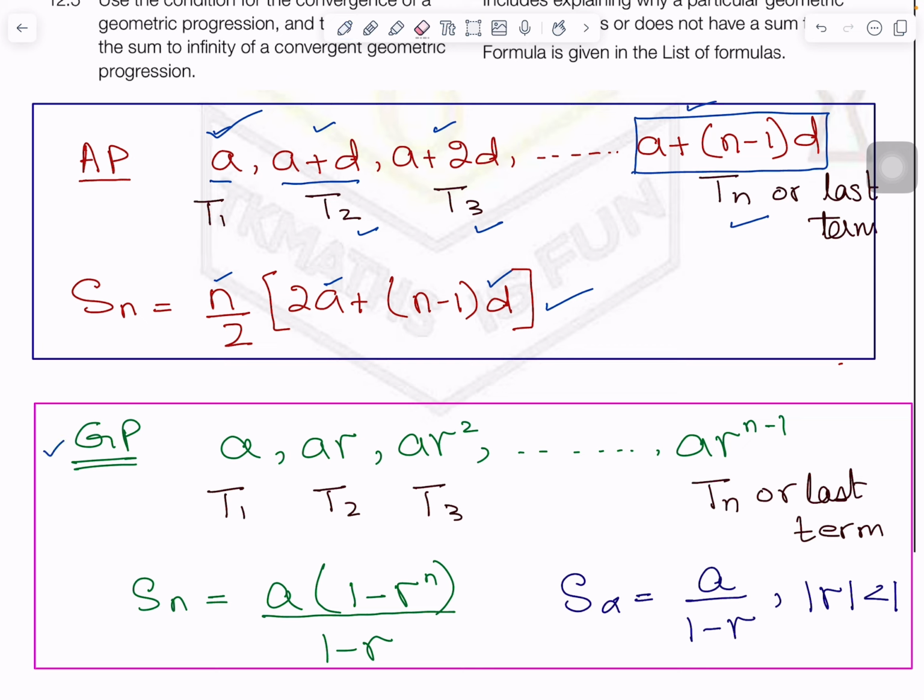Its general terms are a, ar power 1, ar power 2, ar power 3, and so on until ar power n minus 1. So you can see term 1 has r power 0, that's why we don't write it. Term 2 has r power 1, term 3 has r power 2, and so on. The nth term will have r power n minus 1. So this you know, the series.